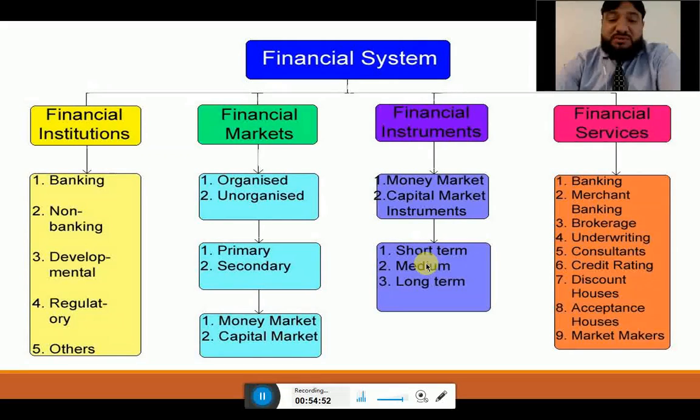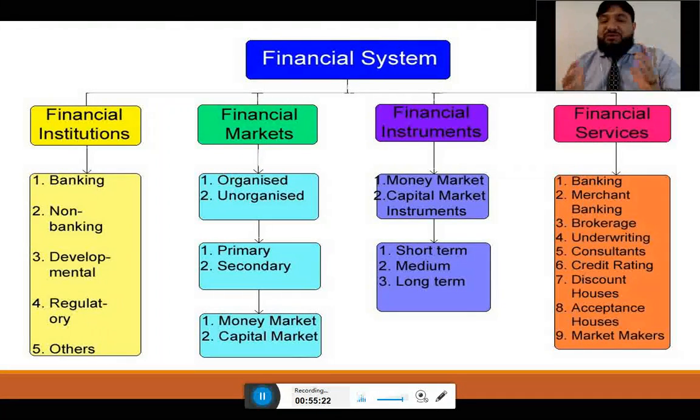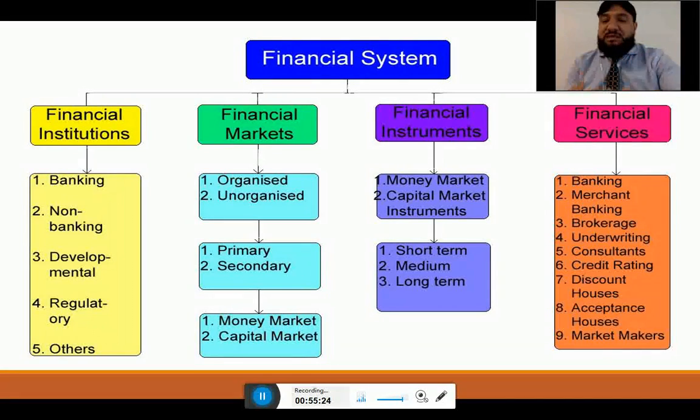We have discussed them in our first chapter. So financial services could be banking services, merchant banking services, brokerage services, underwriting services. Underwriting is basically when someone accepts financial securities, they purchase financial securities of someone and pay them money, and then they sell those financial securities for their own benefit to a third party. That's called underwriting, right? We'll discuss them in upcoming chapters.